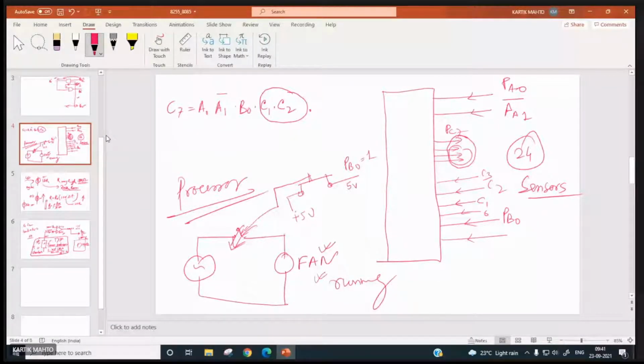So the processor will read this PB0 and it will understand whether the fan is running or not. If PB0 is 0, the fan is not running.